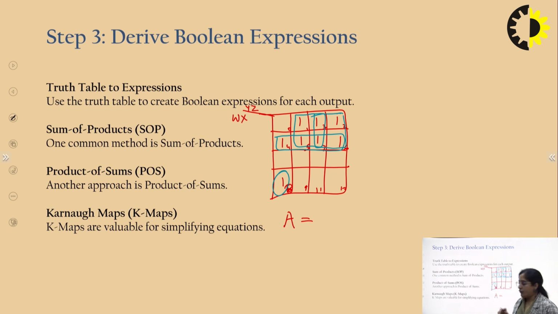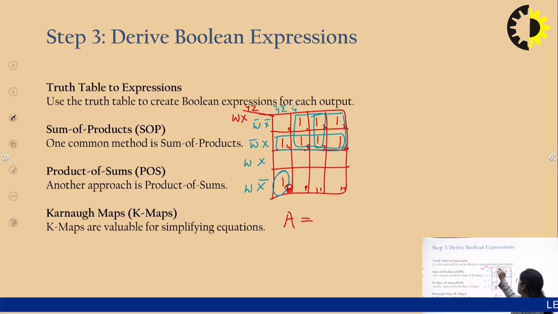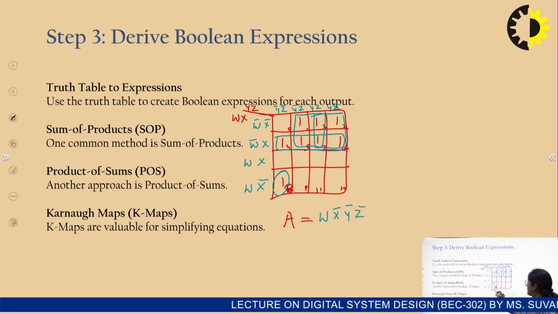Okay, so for this cell, if I have to write, it is WX bar, WX, W bar X, W bar X bar. This is Y bar Z bar, Y bar Z, YZ, YZ bar. So for this case, I will write W X bar, Y bar, Z bar for this cell.